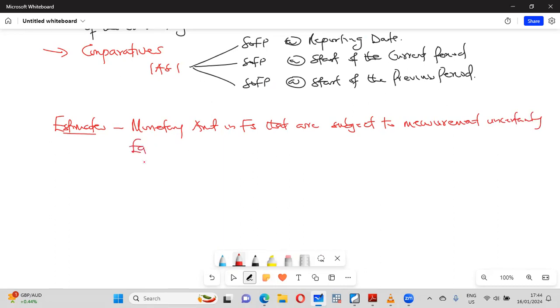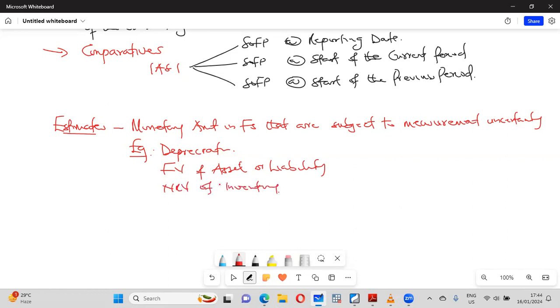Examples of these ones are, we all know, our depreciation. We know determining the fair value of an asset or liability. The net realizable value of inventory. All these things are what? Estimates. All right, so that is that. Of course, when you look at these, the next thing that you have to talk about, like the policy, is the change in estimate.